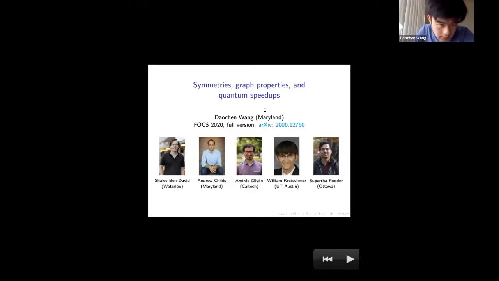Okay, so thanks for the introduction, Robin. Today I'm going to be talking about our recent paper, Symmetries, Graph Properties, and Quantum Speedups. I'm Dao Chen. The full version of our paper is at arXiv 2006.12760. This is joint work with Shalev Ben-David, Andrew Childs, András Gilyén, William Kretschmer, and Supartha Podder.